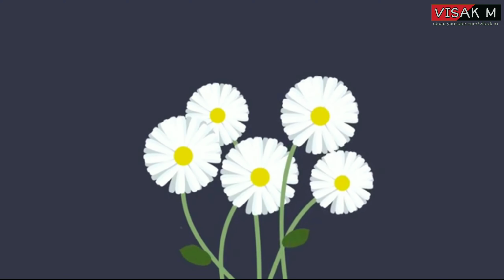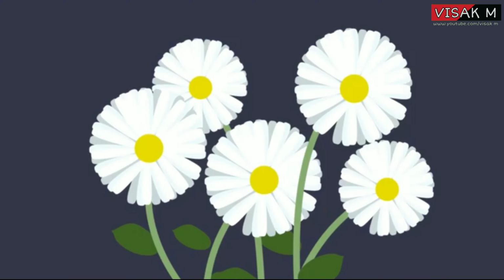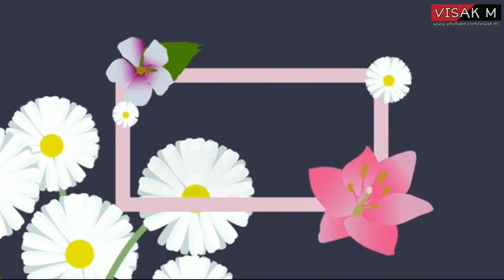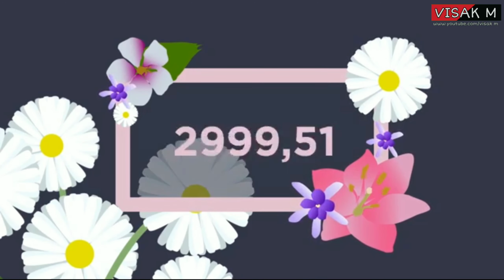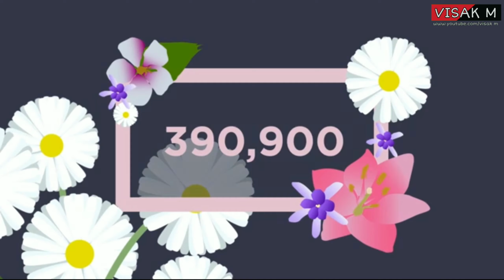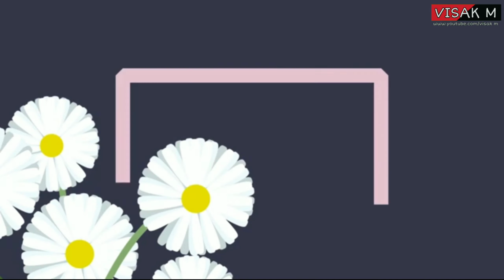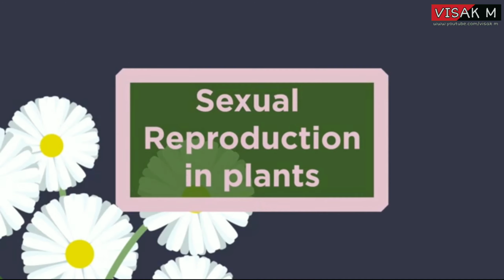In this video, we will be looking at sexual reproduction in plants. Did you know that there are an estimated 390,900 plant species known to science? This diversity of plant species is in part due to sexual reproduction.